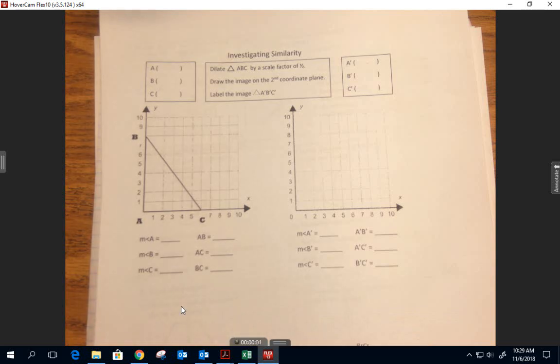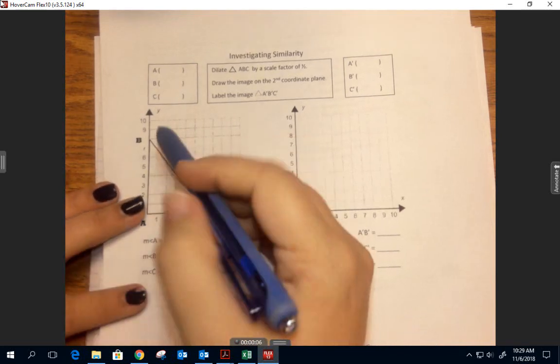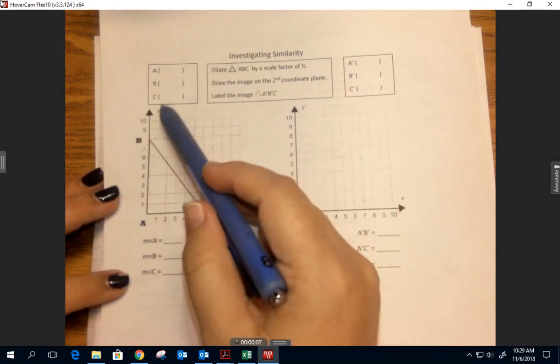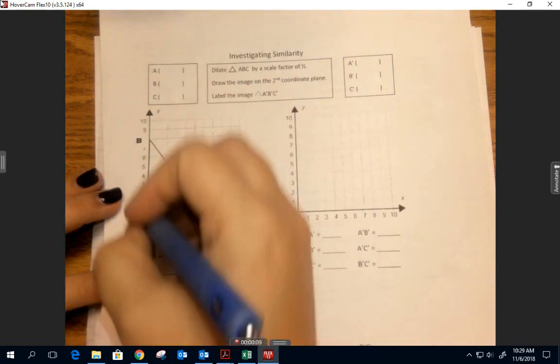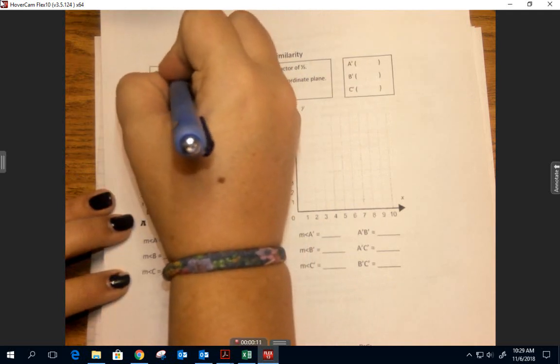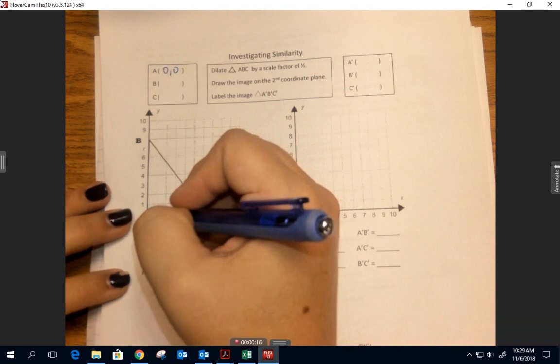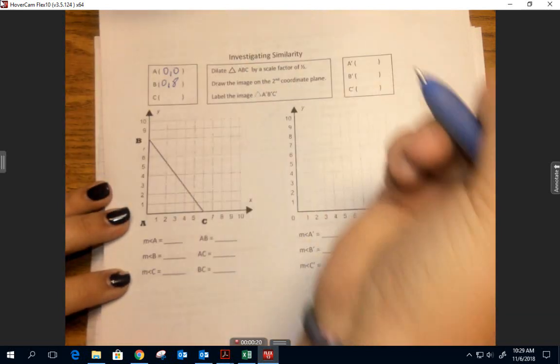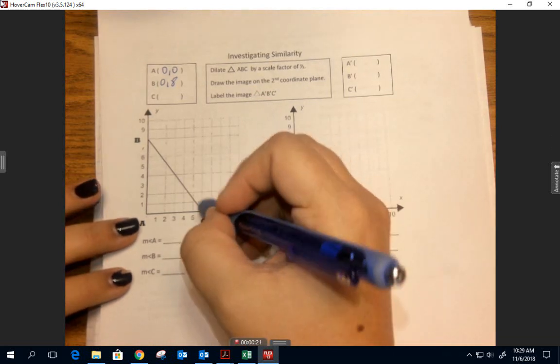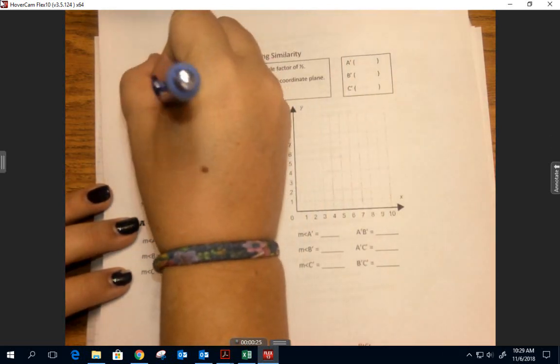Alright, so we are investigating similarities. First we have this triangle right here, ABC. Point A is at 0, 0. Point B is at 0, 8. Point C is at 6, 0.